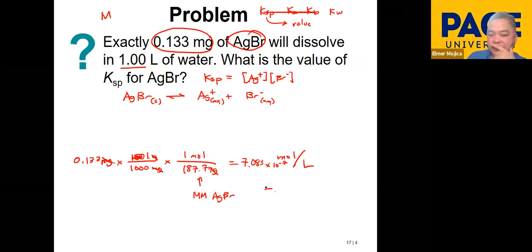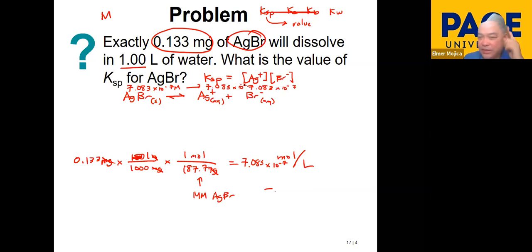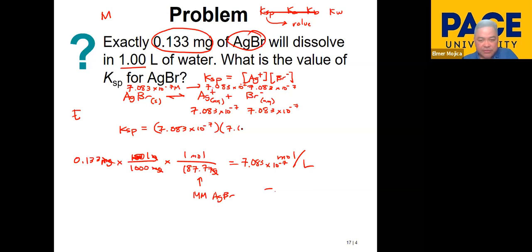Now, that represents the amount of the silver bromide that dissociate. And that is also the amount that you have here and also here. Right? Because there is a 1:1 mole ratio. So we could say at equilibrium, what do you have? You have those values. And then what you're going to do, you replace it in the Ksp expression. So Ksp is just equal to 7.083 times 10 to the -7 times 7.083 times 10 to the -7.